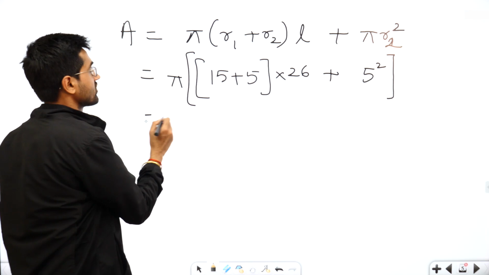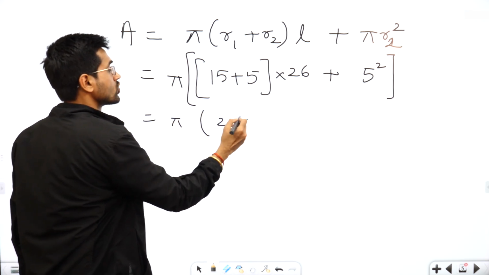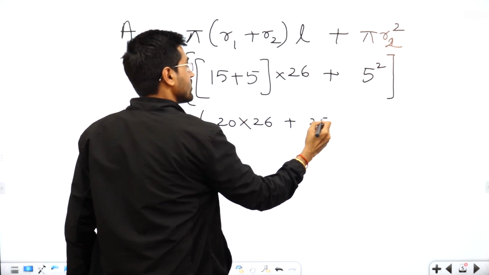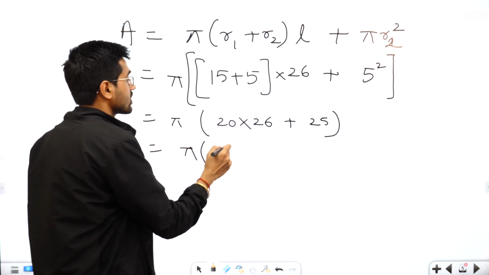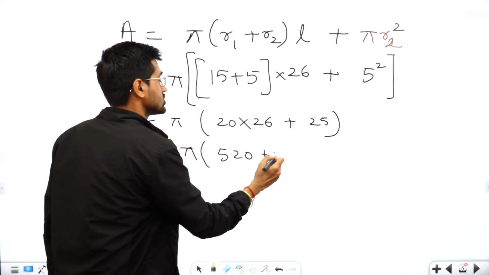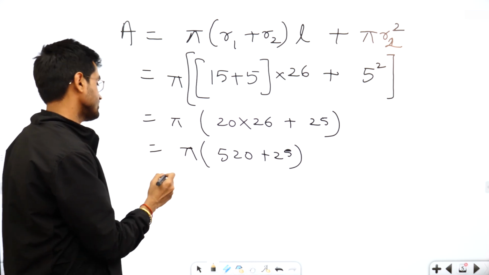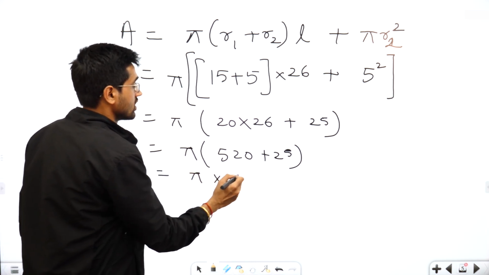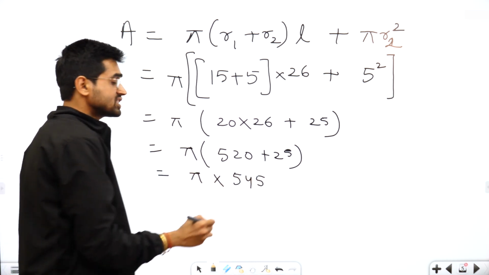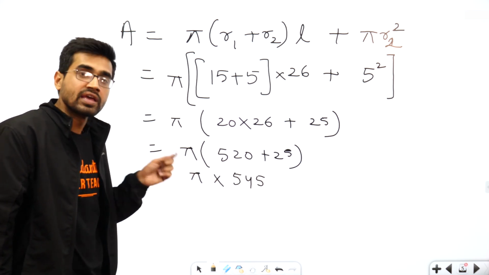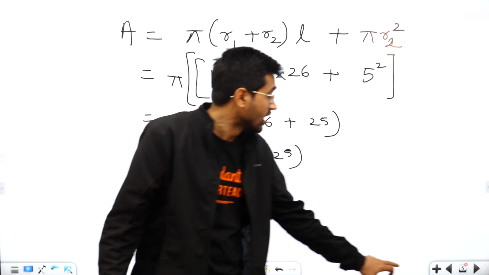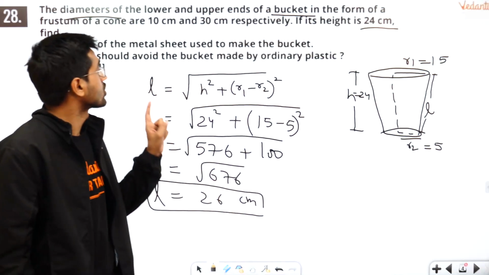Let's take it and find it. So 15 plus 5 is 20 into 26 plus 25 will give me pi. I will put pi value in the end, I'll tell you. It is 520 plus 25. It is pi into 545. I'll just check whether 7 can divide this. If yes, I'll put 22 by 7. If no, I'll put 3.14, unless they have mentioned in the question what to take.